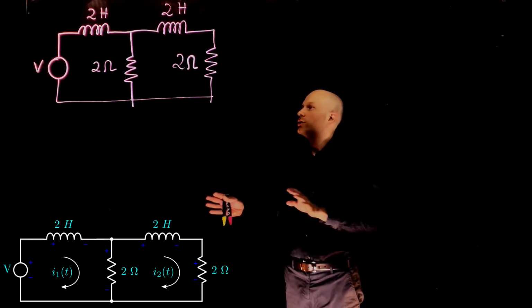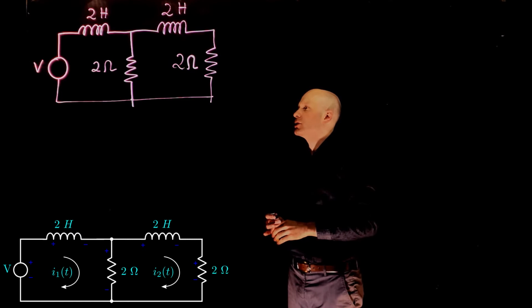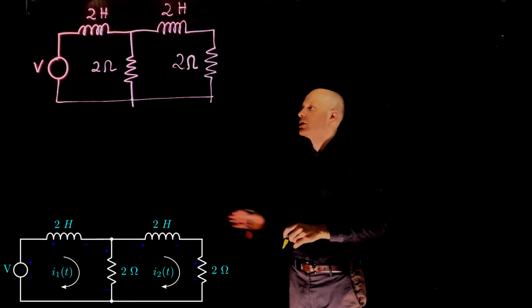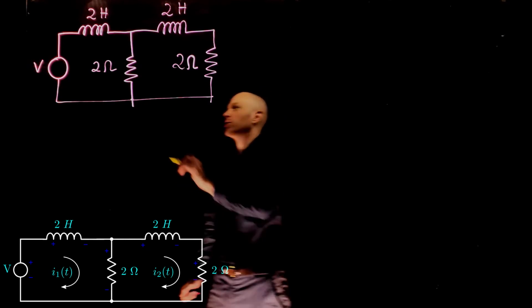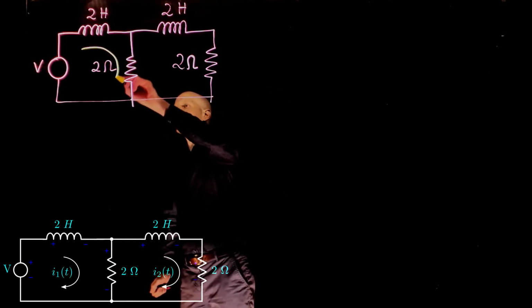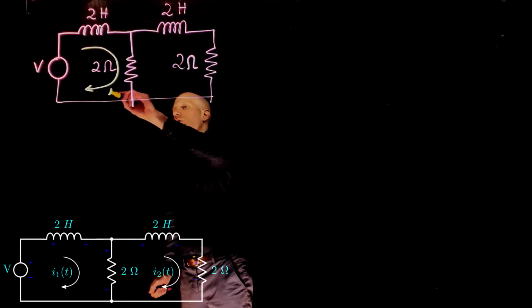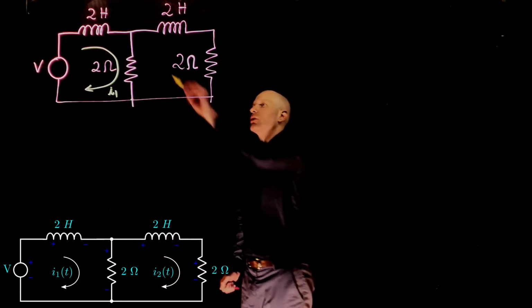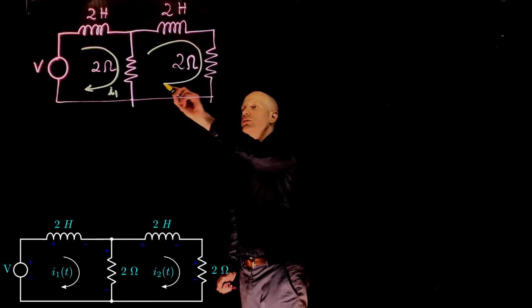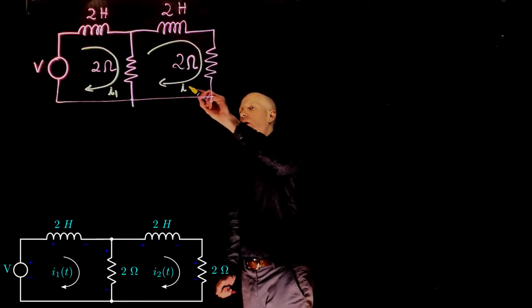The first thing we need to do here again is to specify the loops and specify the directions of currents that flow in those loops. Our first loop could be this one here, and you can assume that there is a current I1 flowing in that loop. And here we have our secondary loop with the current I2.